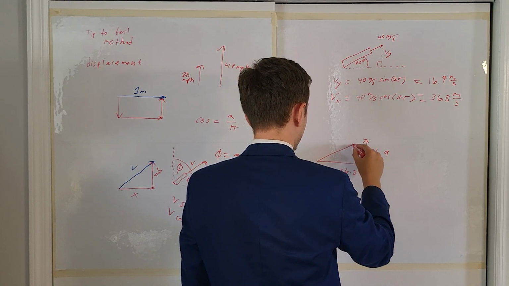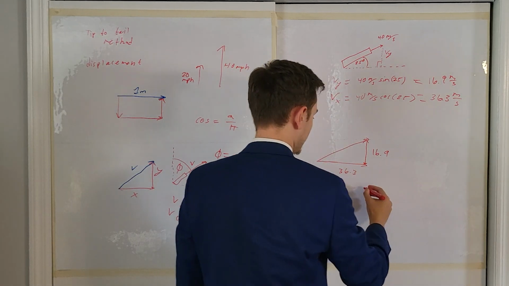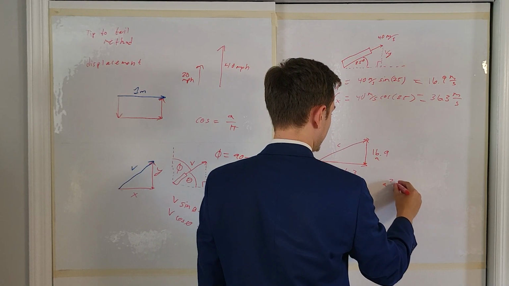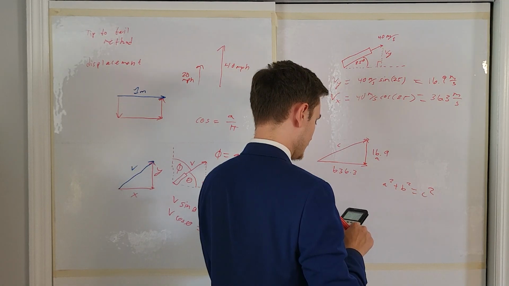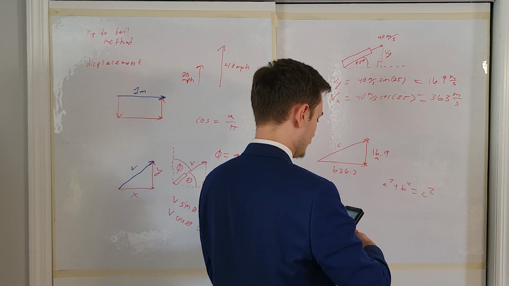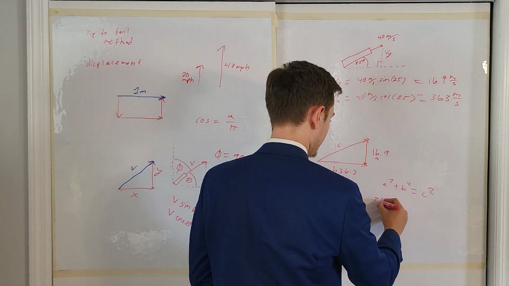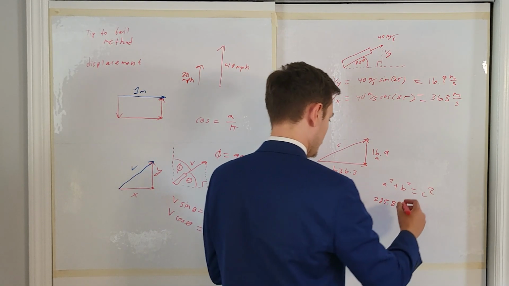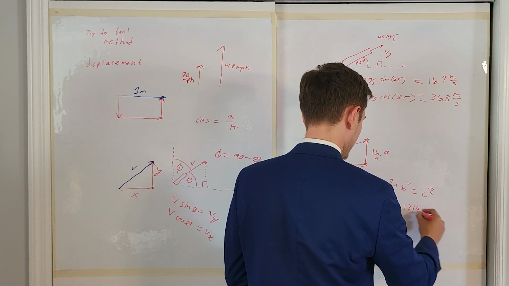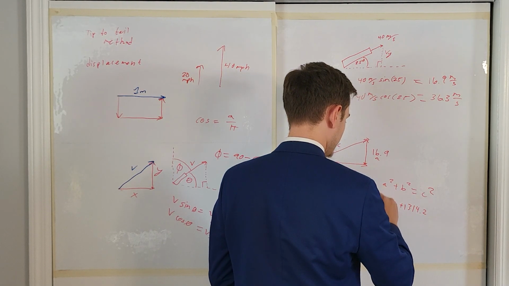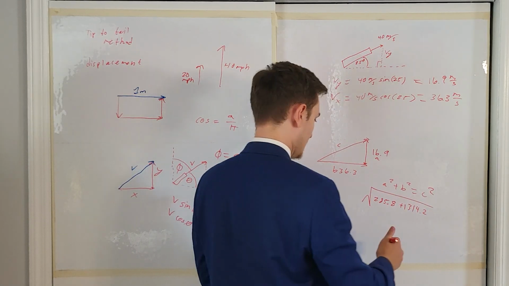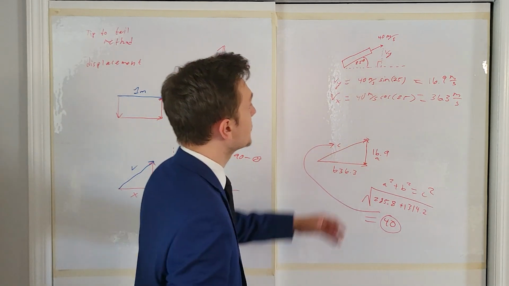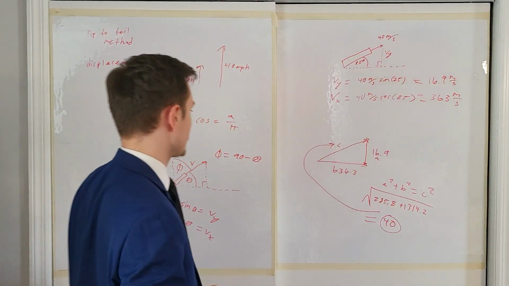And if I draw the resultant vector as the hypotenuse, I can use the Pythagorean theorem, where this is c, this is a, this is b, where a squared plus b squared equals c squared. A squared is going to be 285.8. B squared is going to be 14.2. And now I'm going to add these two together and take the square root of it. And I'm going to get exactly 40 back as my c. And you see my original vector was 40 meters per second.